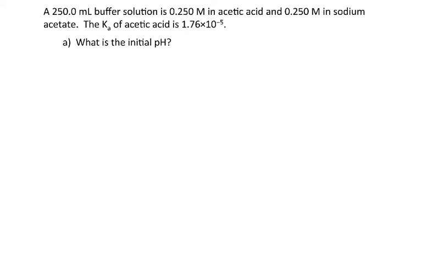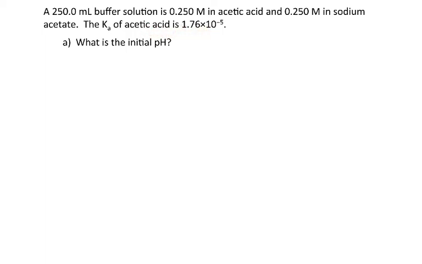This is the second example where we're looking at buffers. In this problem, I've got a buffer solution composed of the weak acid, acetic acid, and a salt containing its conjugate base, sodium acetate. So I have the acetate ion, which is the conjugate base of the acetic acid. And we want to determine the initial pH of this buffer, and we're given the Ka for acetic acid.